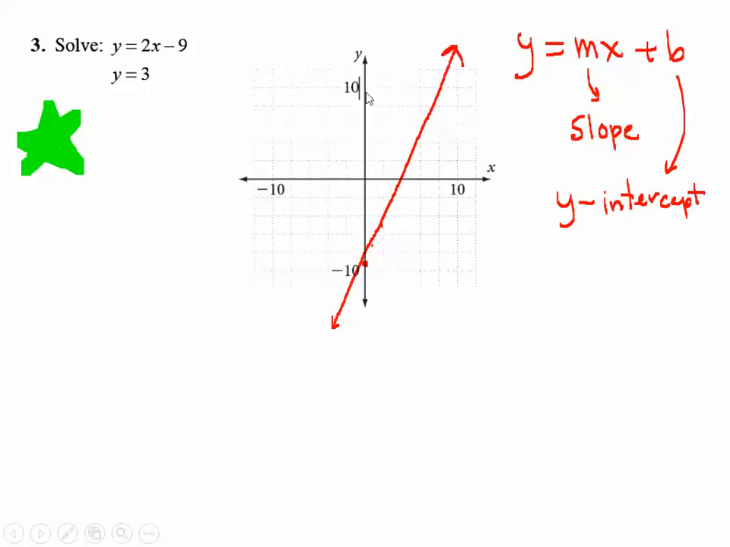So find y equals 3 here. This is going to be 2. That's 4, so that means 3 is right here. And it's a line that's going straight across. Okay, what's my intersection point?